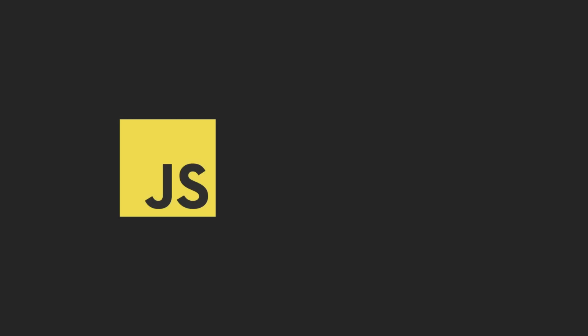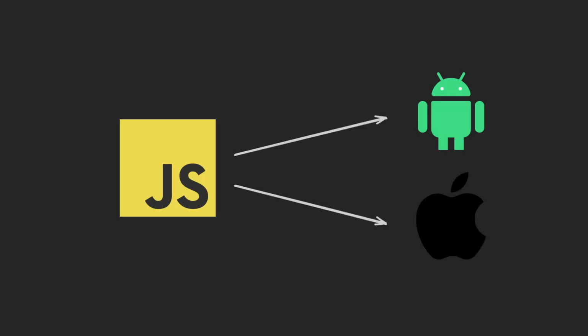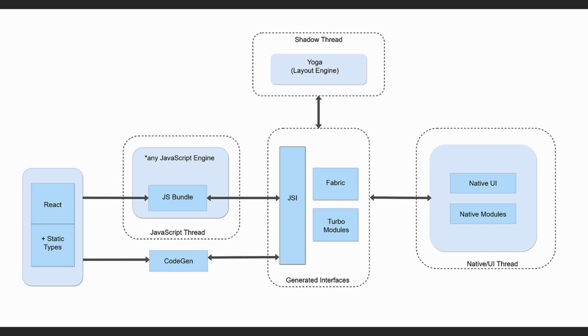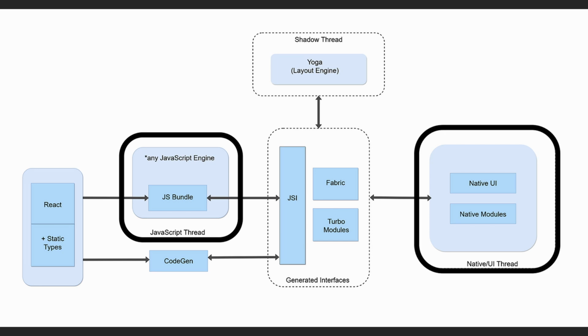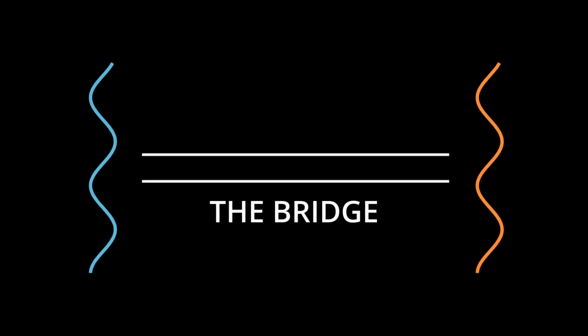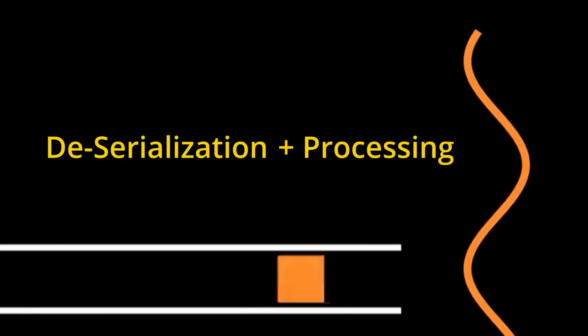Keep in mind that the goal is to run the application natively. But how? We need a way to communicate from the JavaScript thread to the native thread. In the old architecture, React Native used a bridge to allow the JavaScript thread to send asynchronous serialized messages to the native side. These messages had to be serialized in JSON format and sent via bridge in batches. Then, on the native side, the messages were received and deserialized and then processed.